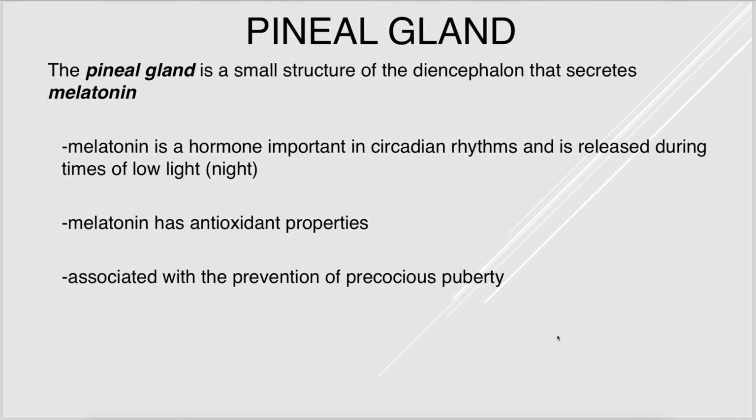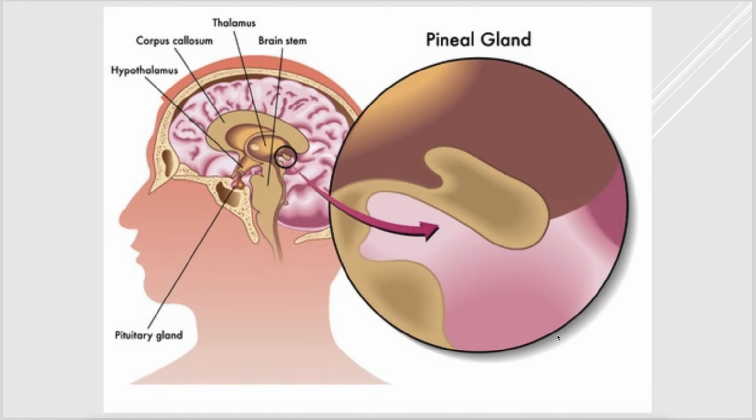The pineal gland is a very small structure in the diencephalon, and its main secretion is melatonin. Melatonin is associated with regulation of circadian rhythms, your 24-hour cycle, and it's released during times of low light. Here's the pineal gland back here. For a little reference, here's the hypothalamus and here's the pituitary.